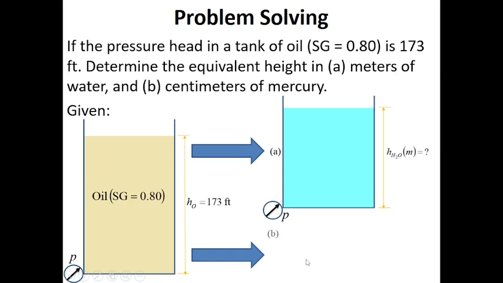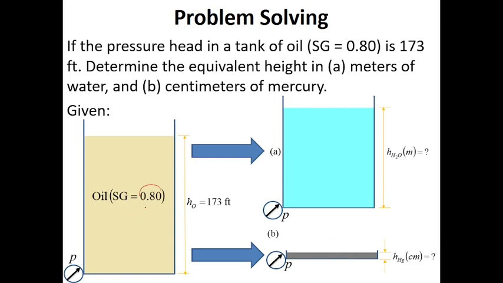So for letter B, centimeters of mercury. So this is mercury. So the height of mercury is in centimeters, and that will produce the same amount of pressure. So these are the assumptions. How did I know that this is the illustration and this is the illustration?